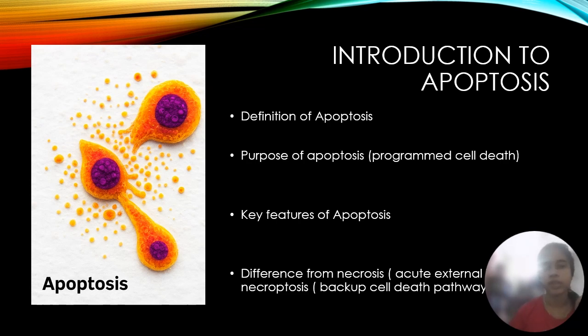This process is very crucial because it makes sure that any unnecessary, damaged, or potentially harmful cells are removed from an organism in a controlled manner. It makes sure that the tissue is healthy and functioning. So why do you need cell death, or why do you need apoptosis? Why is this so important?